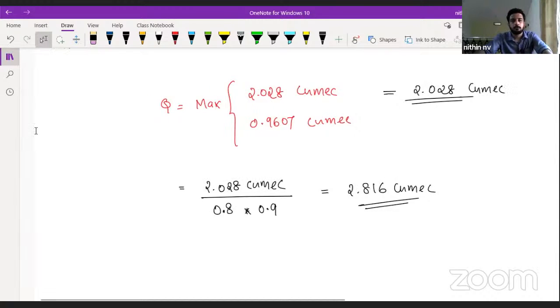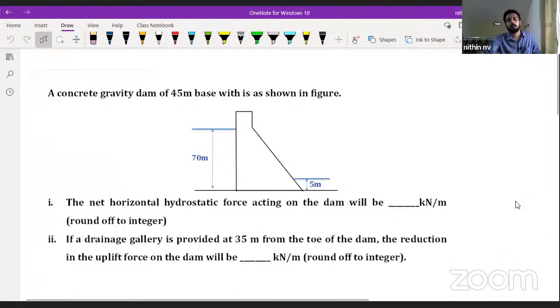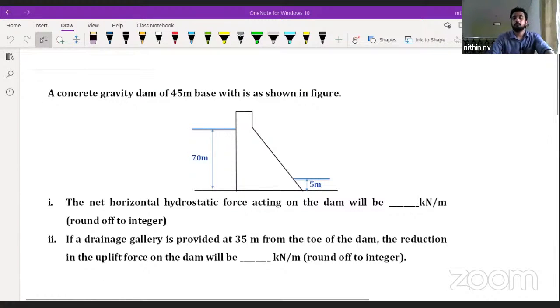Okay, so one more question we can discuss, regarding gravity dam. Just go through the question and understand what is given. Properly go through the question and understand what is given. Then I will explain.